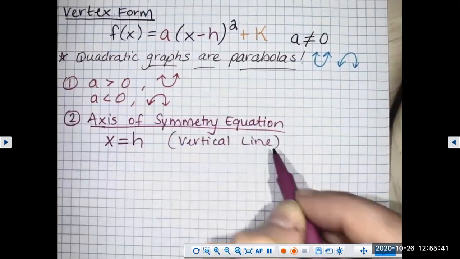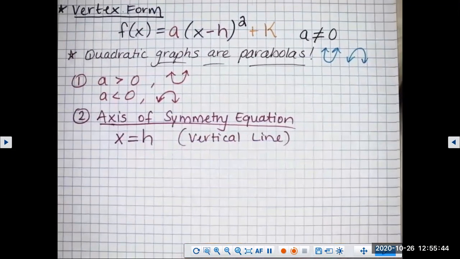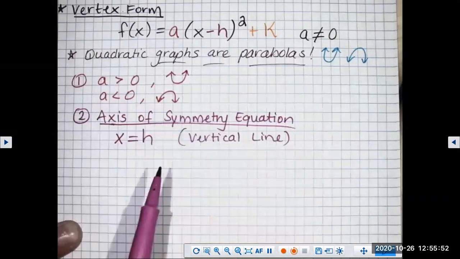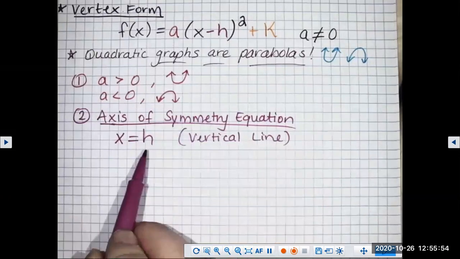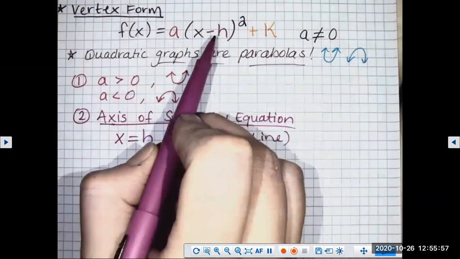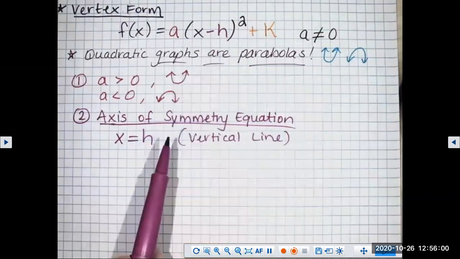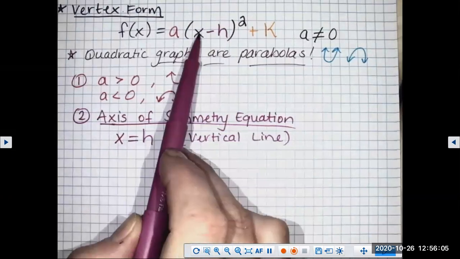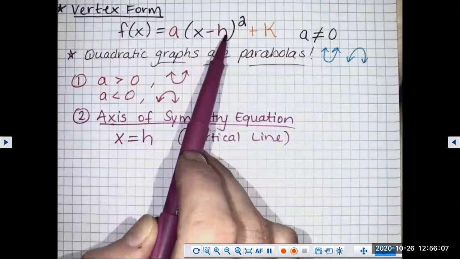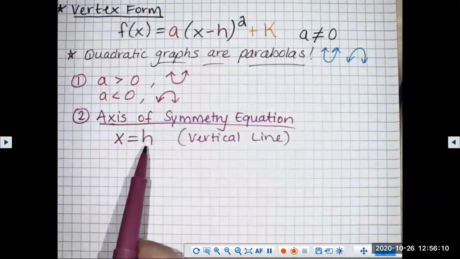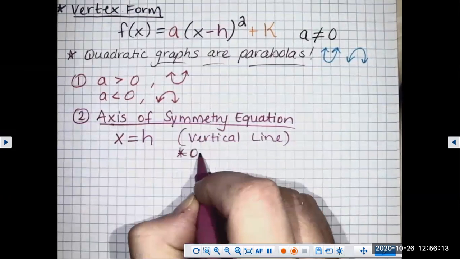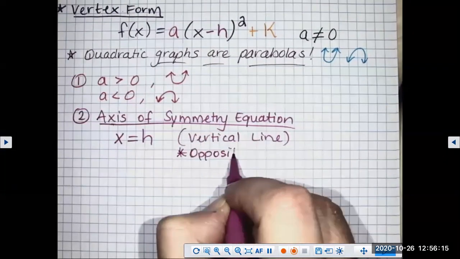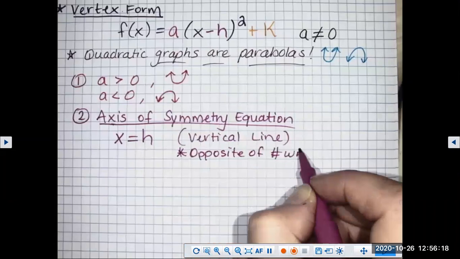So in all of your homework problems, as you already can see on your paper that I gave you, I ask you to give me your axis of symmetry every time. And all it is, you just find what that number is and do the opposite of it. Notice that in the equation or your formula, you have minus h, but to get the axis of symmetry, I say x equals just h. So if this was x plus 3, then what would this be? Good, negative 3. So you can just make a side note if you want to: opposite of number with x.